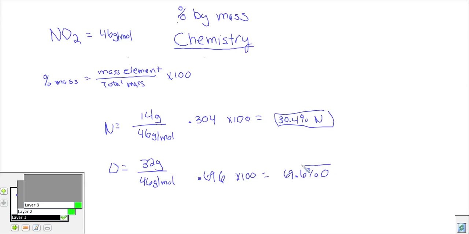69.6% oxygen, which, like I said, you could have figured out by subtracting from 100, since there are only 2 elements. But sometimes there are more than 2 elements, and it's not quite as easy until you get down to the last one. This is how you do percent by mass in any situation. You use the masses from the periodic table, divide the mass of the element by the total mass, and you can easily get percent by mass.